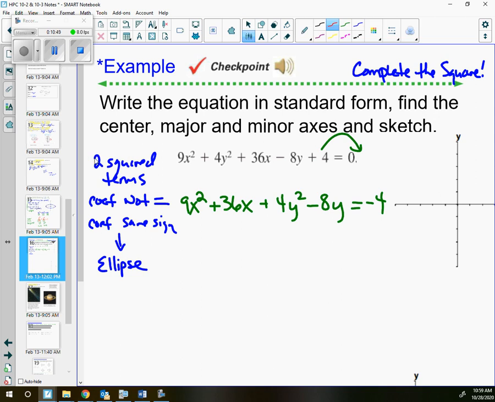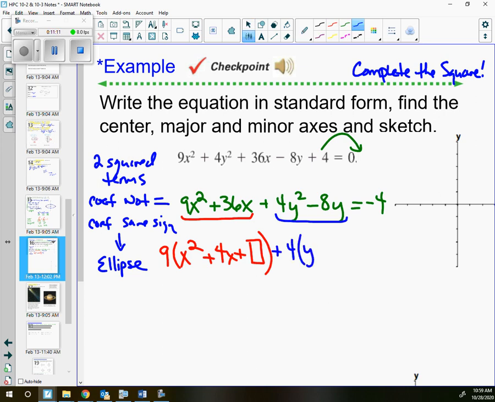So let's talk about the x's first. I'm going to look at these two terms. I need to pull out that 9, because if I'm going to complete the square, I need a leading coefficient of 1. So 9 times x squared plus, 9 times what would give you 36? That would be 4. So 4x, plus blank. Then I'm going to do the same thing for my y's. I'm going to pull out that 4: 4 times y squared minus, 4 times what would give you 8y, would be 2y, plus blank. And then we have equals negative 4.